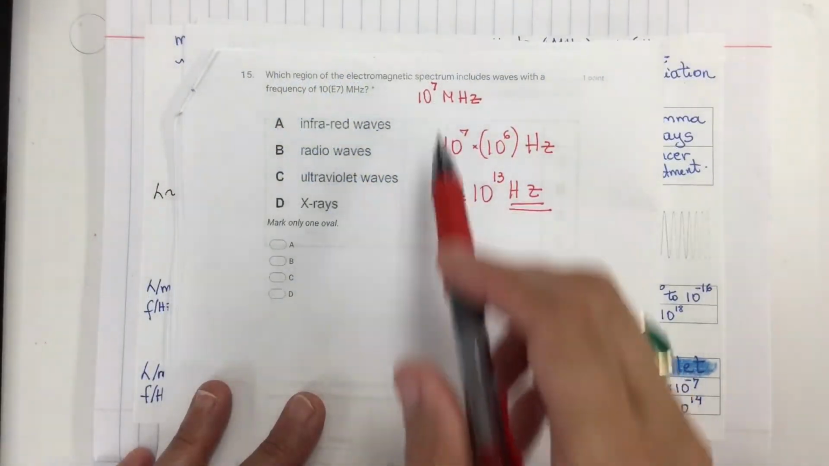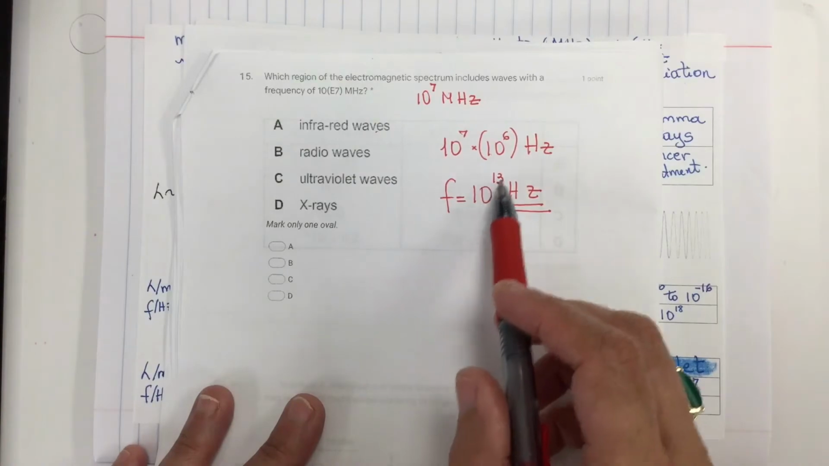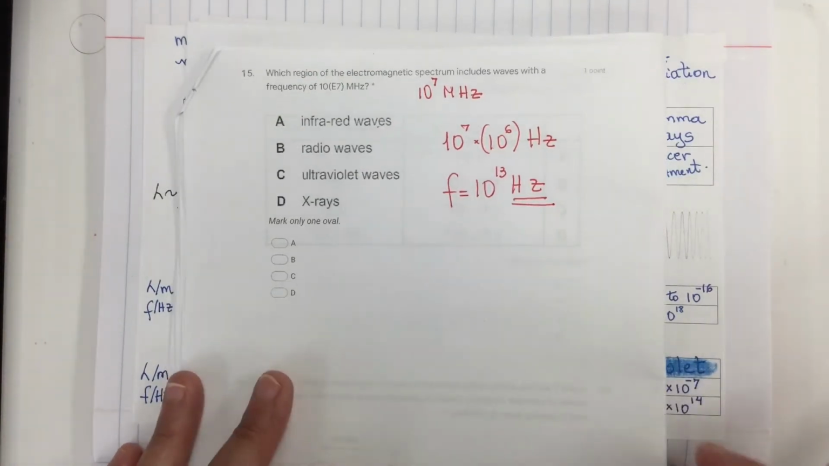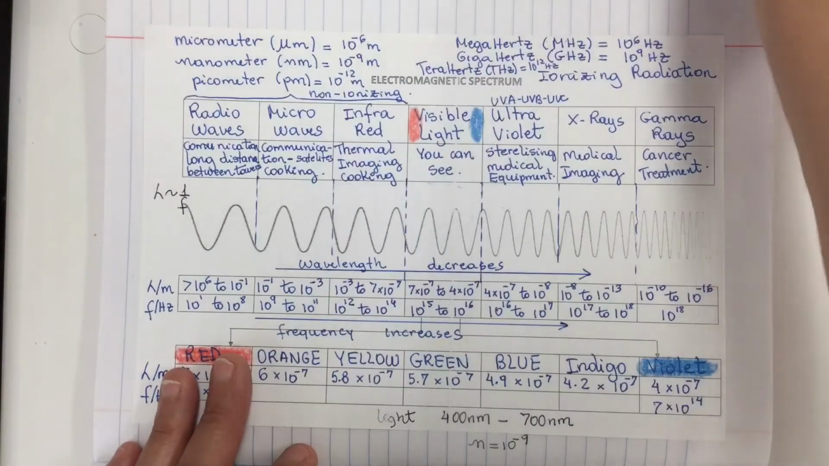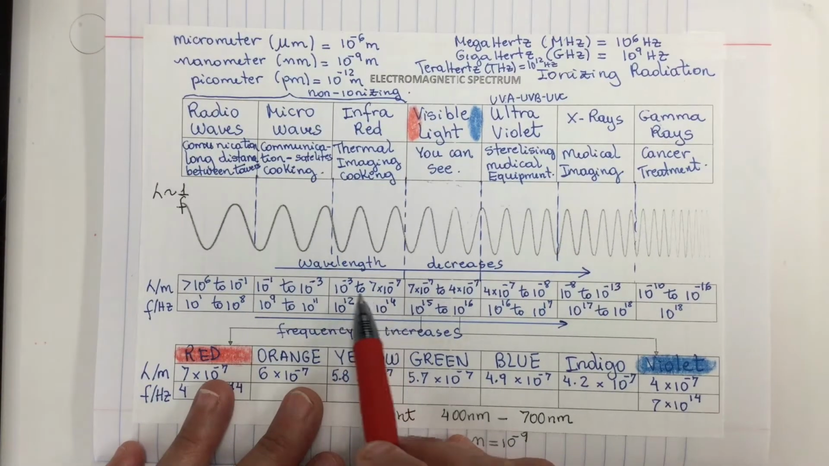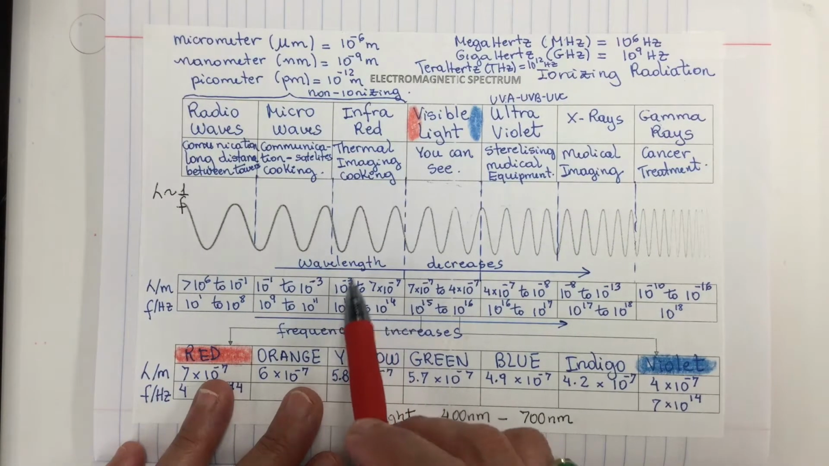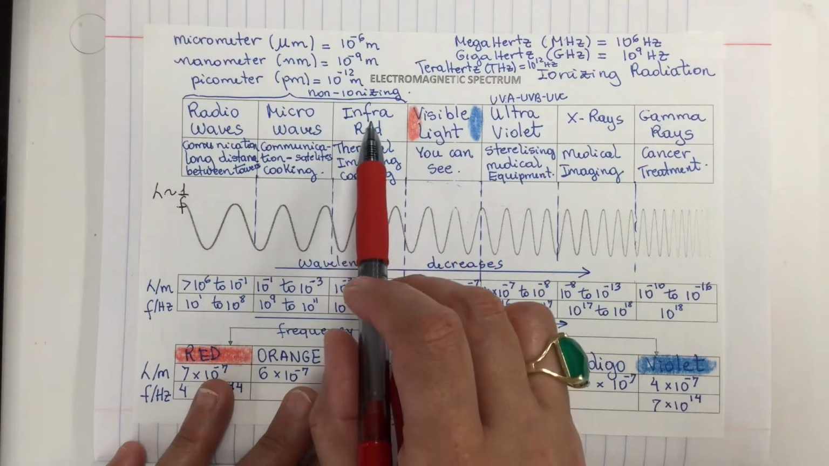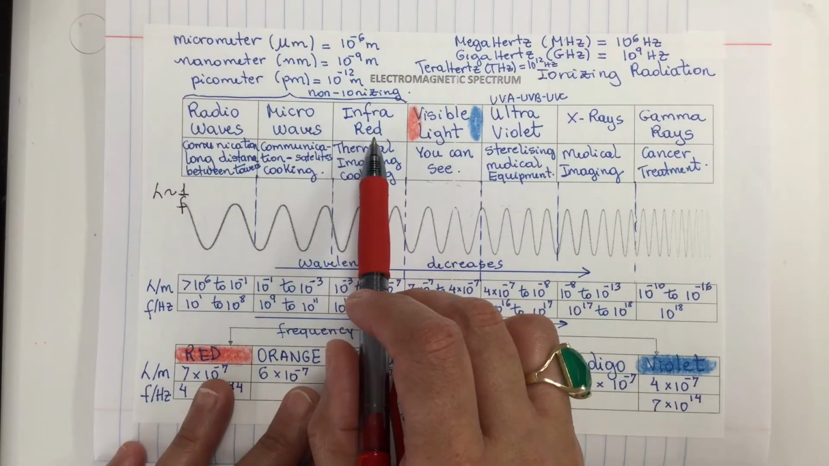So to find the frequency from this problem, which is 10 to the 13 hertz, we need to look at our table right here. So 10 to the 13 is right here in this range, which corresponds to the infrared spectrum.